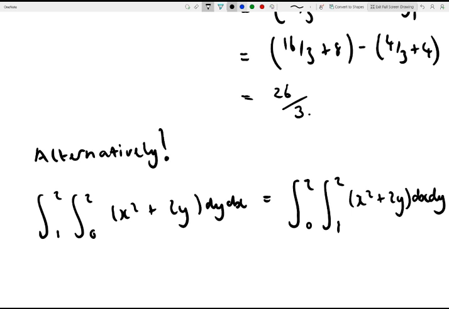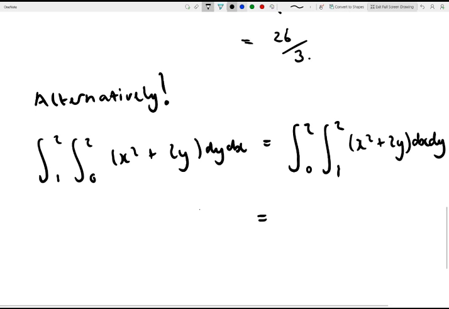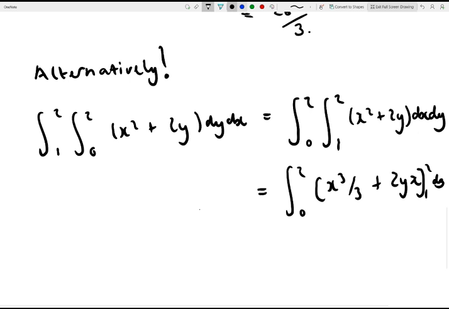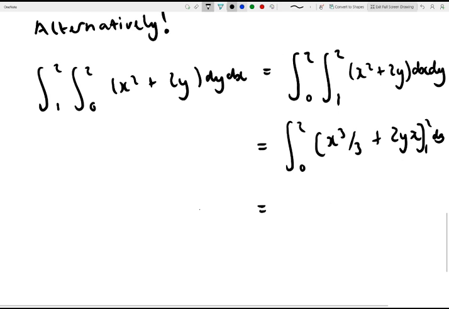So now we have dx dy rather than dy dx, and we compute the integral with respect to x first, so we keep the other integral out the front, and we're going to have x cubed over 3 plus 2yx from 2 to 1. We substitute these values so that we have 7 over 3 plus 2y.